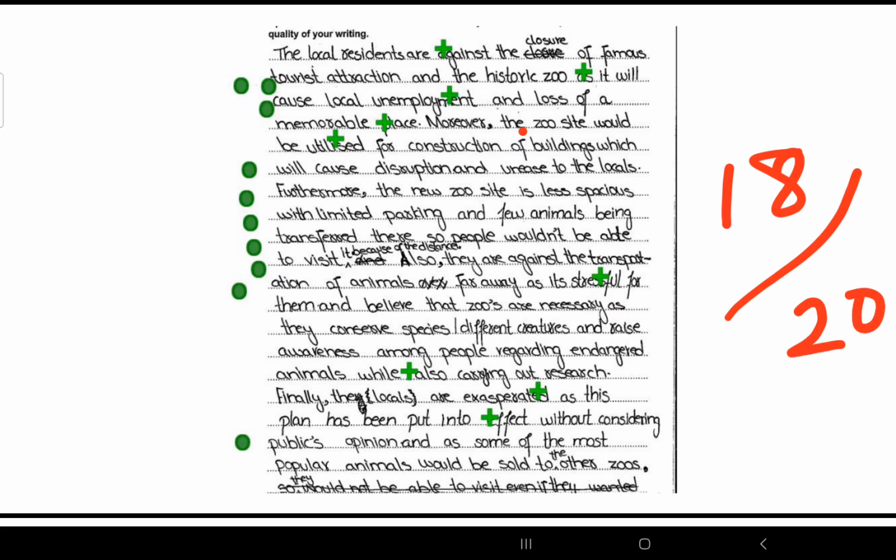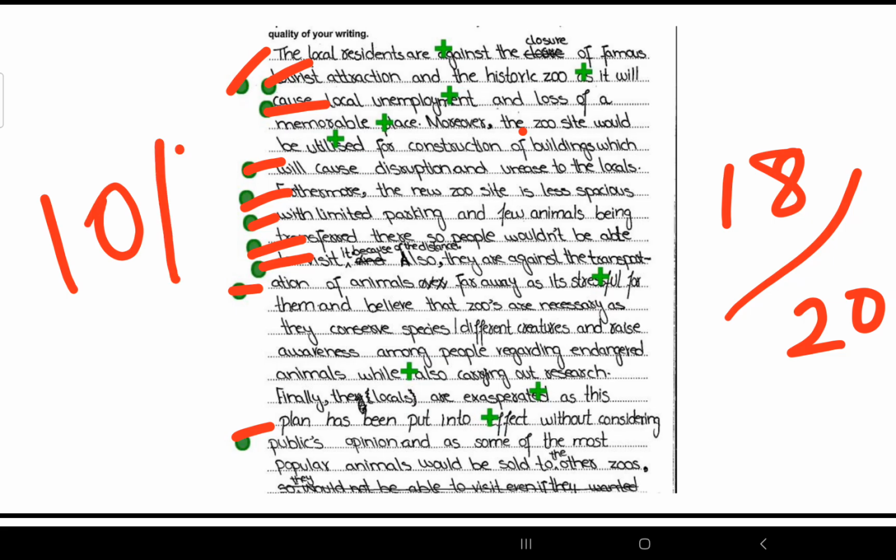Just check the ideas: 1, 2, 3, 4, 5, 6, 7, 8, 9, 10. This is an original answer script. This is the way your paper is checked in CIE. These are 10 points, so she got 10 out of 10 in reading. Then look at the development of these ideas. Development means where you are using your own words, or developing the ideas in your own style, or reworking the ideas.